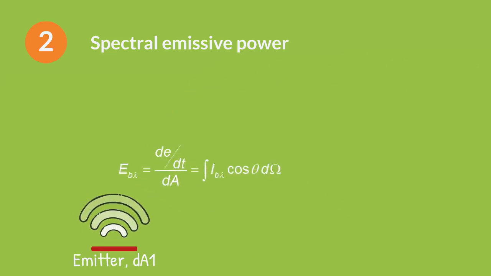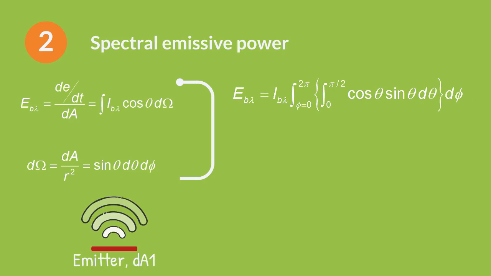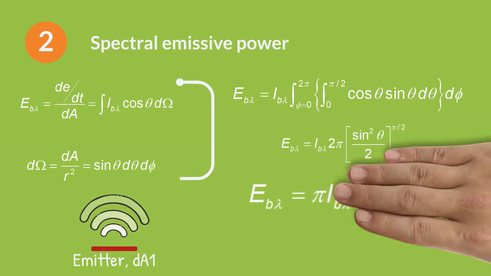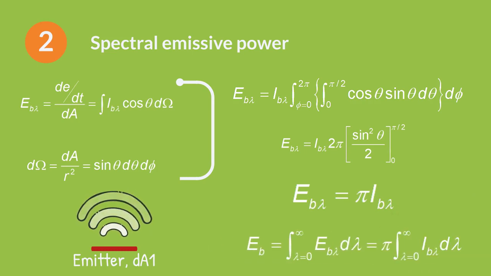Recall, from the previous lesson, the expression of the solid angle of a normal differential area with the spherical coordinates. Integrating over the entire half-space above the surface, it follows that the spectral hemispherical emissive power of a black surface is equal to pi times the intensity of spectral radiation. The total hemispheric emissive power is the integration of the spectral emissive power over the entire spectrum.